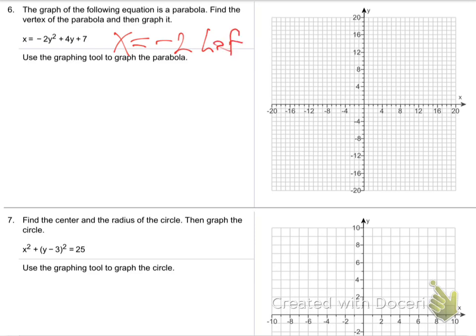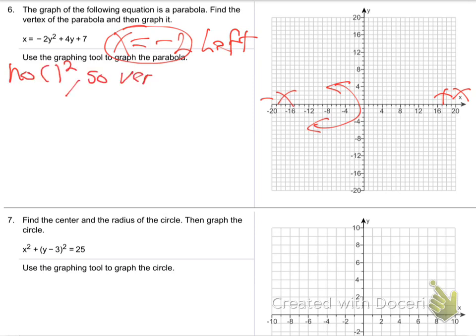So that's left, huh? Because the negative x direction is left, isn't it? This is the negative x-axis. This is the positive x-axis over here. So we're going to the left. This is a parabola, x equals negative 2. It's going left. Now, there's no parentheses squared, so to find the vertex, what do?